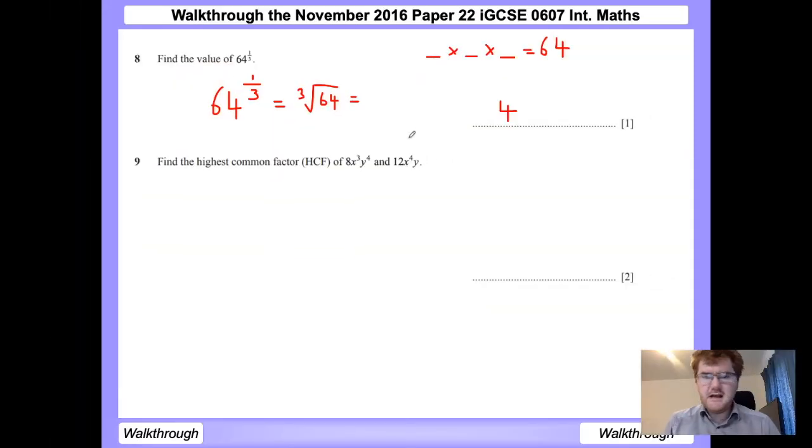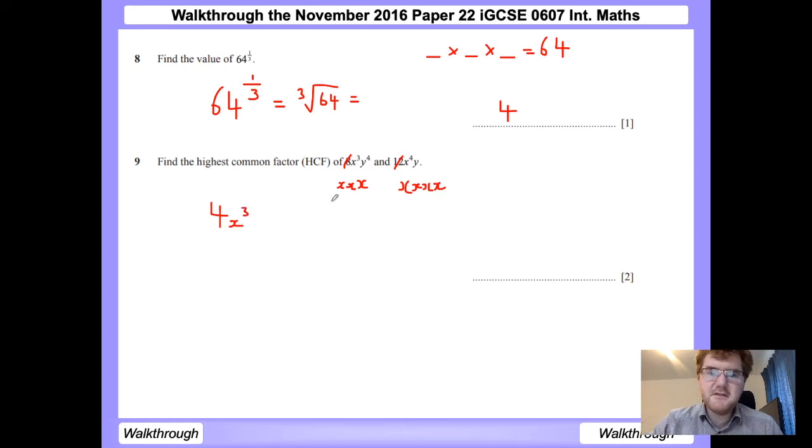Good. And next question, highest common factor, but in a slightly different way. So we need to find what they have in common. So the first thing we do is start with number. So what do 8 and 12 have in common? Well, they have a 4 in common. 4 goes into both. So I'm going to cross that out. Okay, how many x's go into both? Well, I've got x cubed here and x to the power of 4 here. So I've got 3 x's, and then 4 x's here. So they have 3 in common. So that's going to be x cubed.